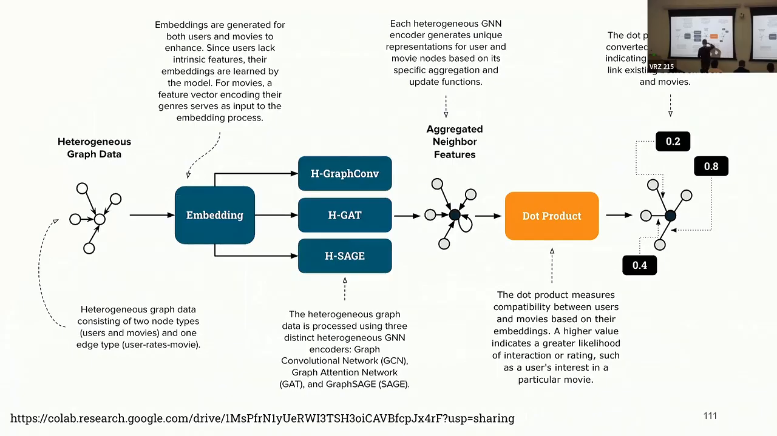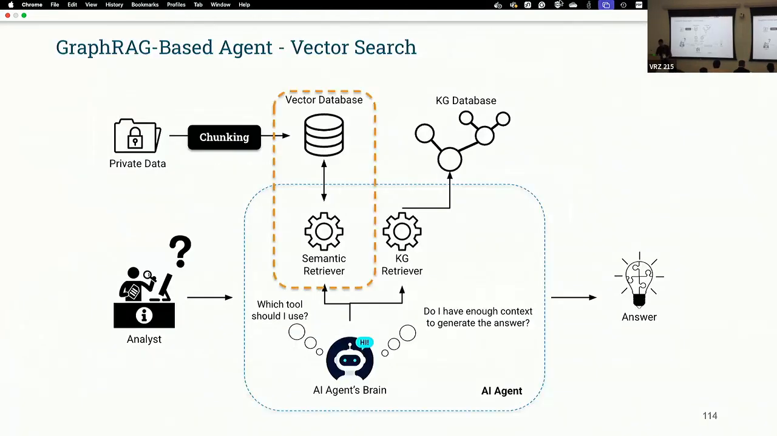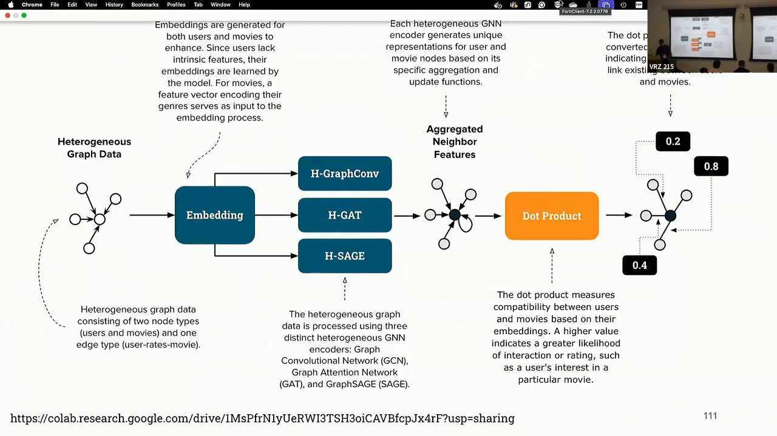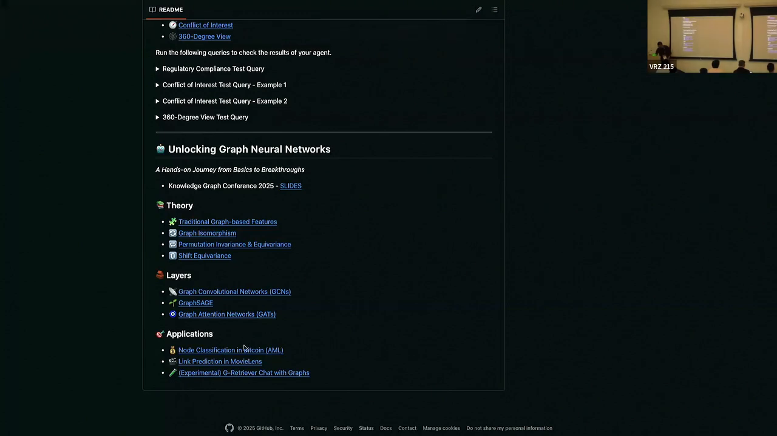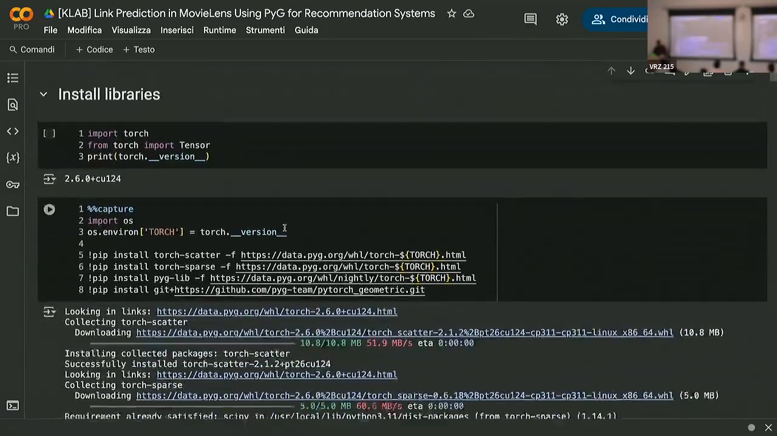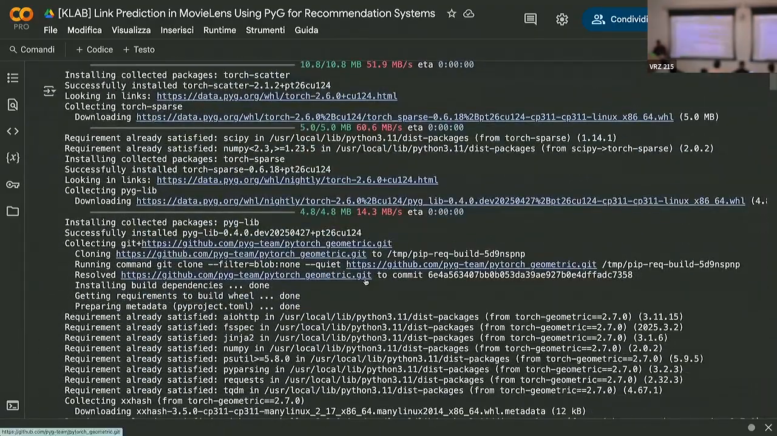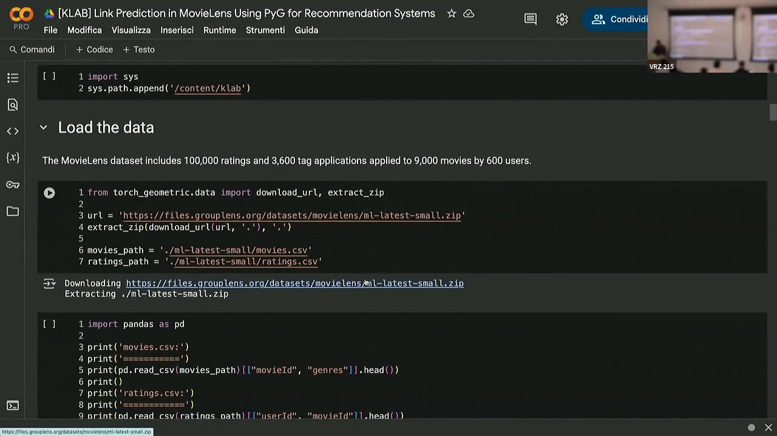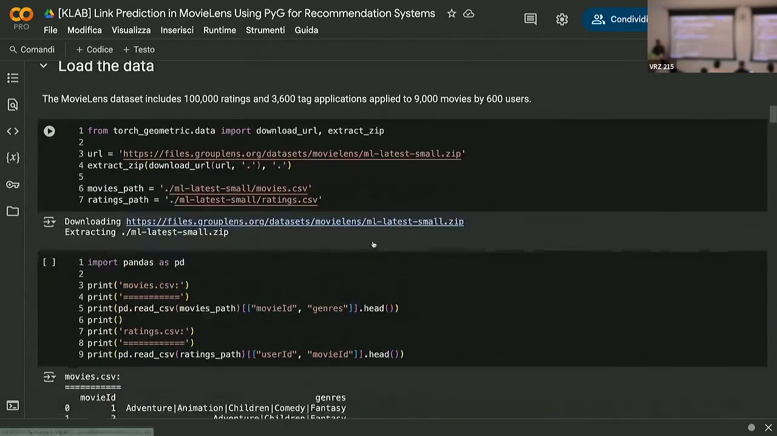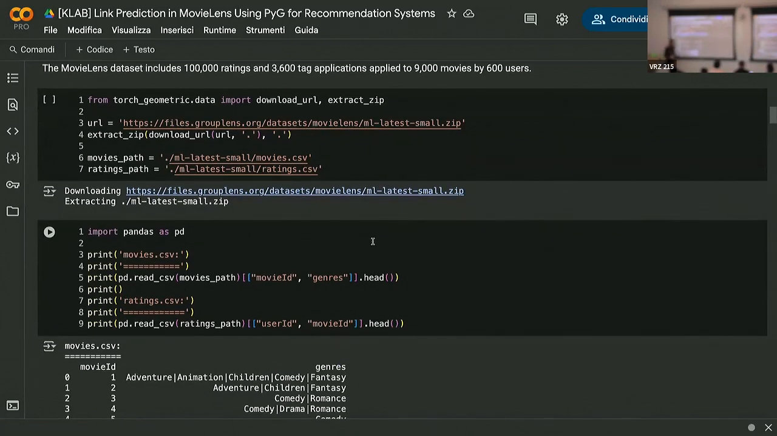Okay, so let's move to the code. I have 3 minutes. Yeah, the code is not similar to the previous one, but it makes the same operations in terms of data preparation and so on. The only difference is that in that case, as you have seen before, I had an embedding layer for the information representation, in the sense that I have no initial features for the people, but I have initial features for the movies, because you have the genres.